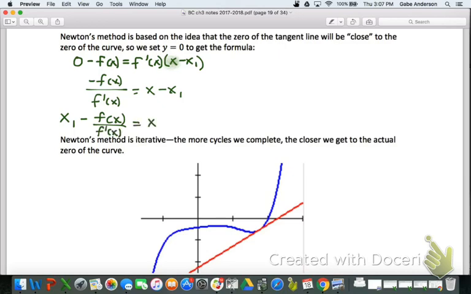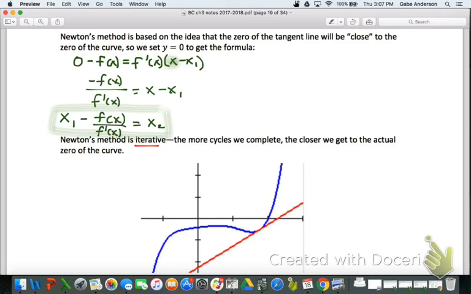I'm going to put a little subscript under that x and call it x2. This is going to be our basic formula for Newton's method for finding zeros. We'll use it repeatedly because Newton's method is what we call iterative. What that means is that we can improve the accuracy of our approximation by repeatedly doing Newton's method.